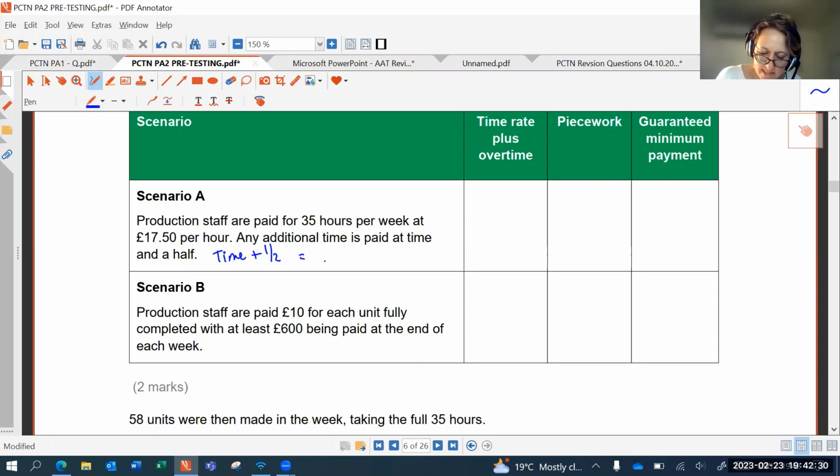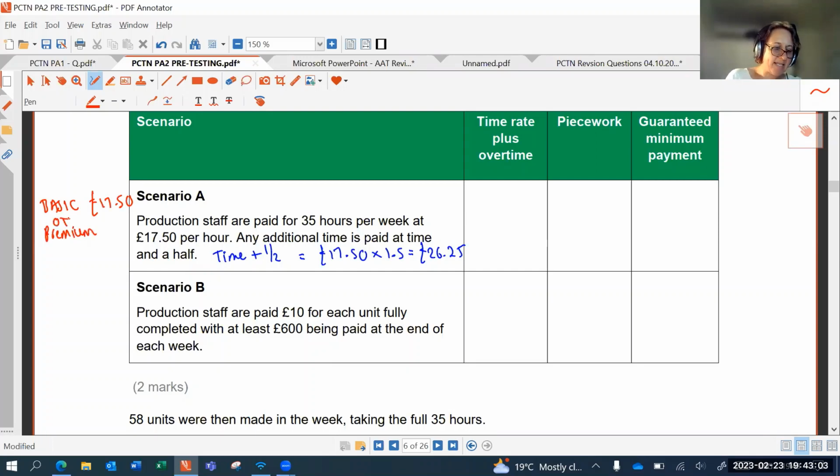£26.25, I agree. It's £17.50, and then half as much again. So £26.25. Excellent. And another very important distinction here, being as we're doing revision, is that that is now made up of 2 components. It is their basic or normal pay of £17.50, and it is an overtime premium.